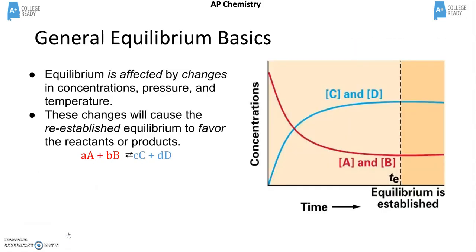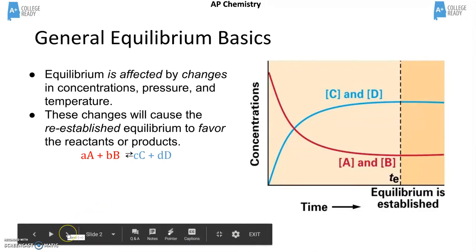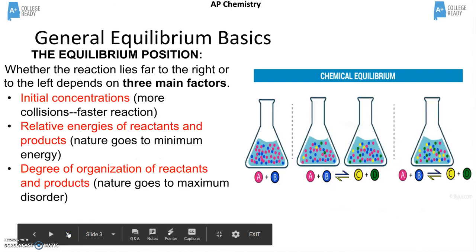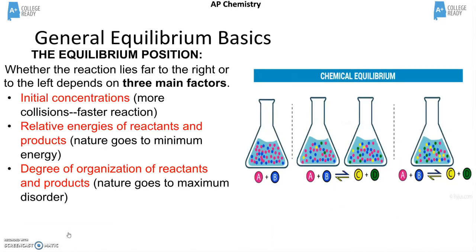So if you notice in this graph over to the right, the rate of the reactants is decreasing as the rate of the products is increasing. But then if you notice concentration, more importantly, the concentration of the reactants is decreasing and the concentration of the products is increasing. And these are affected by the quantities of the reactants and products, your pressure, if they are gases, and temperature. So again, three major factors.